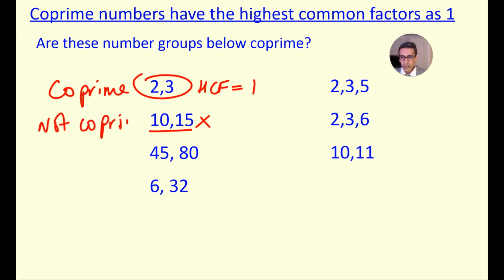Have a go with the rest of the numbers and decide whether they're coprime or not, and then I'm going to go through these with you. Okay, so for the next question, we can see there's a factor other than 1, which is 5, so these are not coprime. There may be other factors, but we just need to know that there's another factor other than 1. 6 and 32, well, 2 goes into both as well as 1, so these are not coprime.